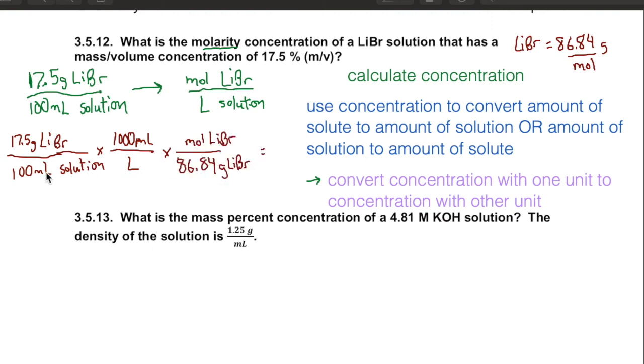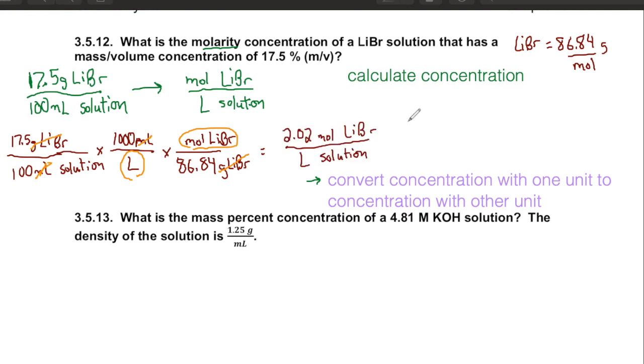So if you do this, the milliliters cancel and the grams of lithium bromide cancel, and we are left with moles of lithium bromide per liter, which is what we want. And this comes out to be 2.02 moles of lithium bromide per liter of solution, which can also be written 2.02 molar solution of lithium bromide.